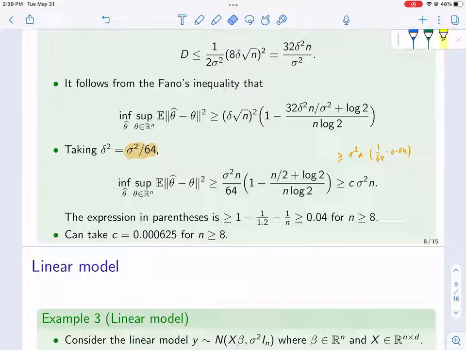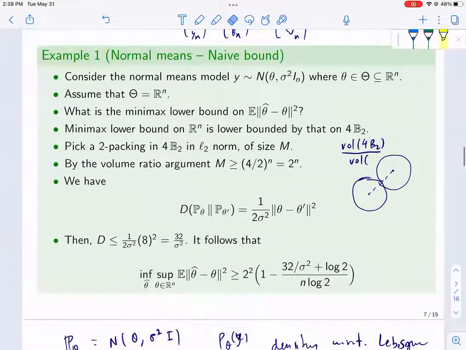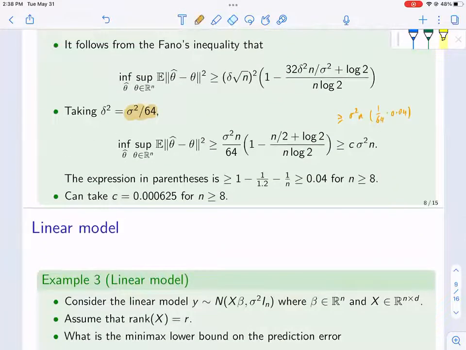What is that estimator? The MLE. What is the MLE in this model? Not the average, just y, right? Y itself. So theta hat MLE would be just y.